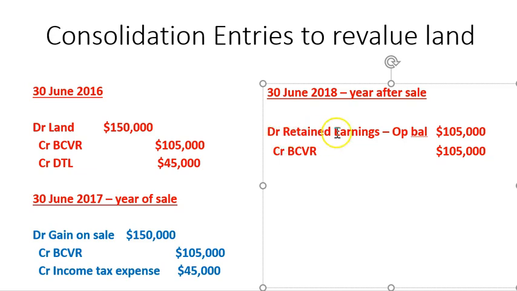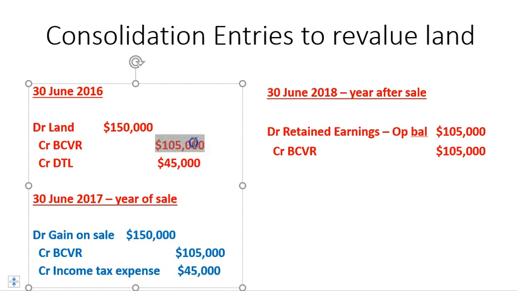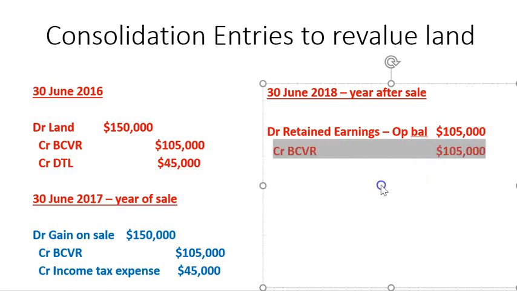So we'll have to debit retained earnings, the opening balance, by $105,000 going forward. Now, the owners of the company will always be entitled to the $105,000 increase in equity of the equipment at the date of acquisition. So that's why we're crediting BCVR.